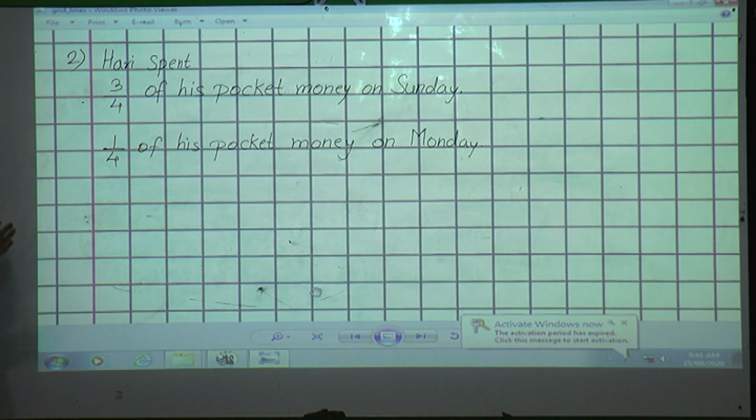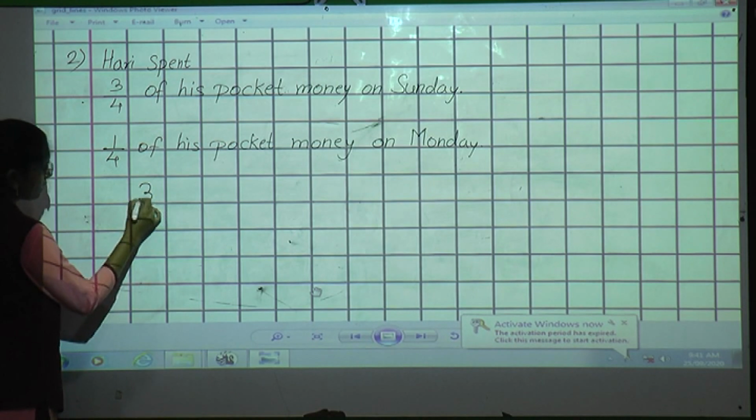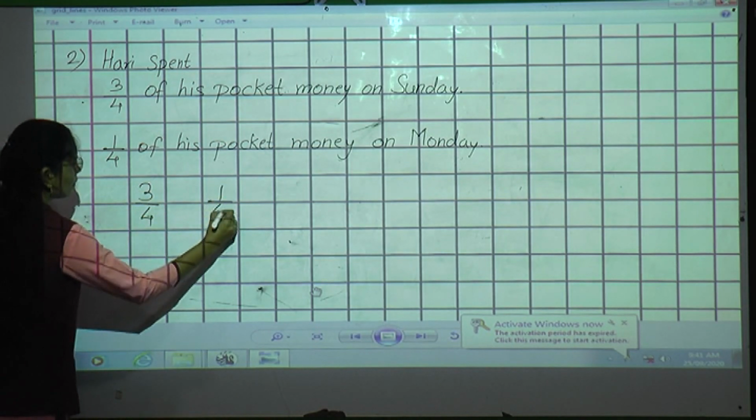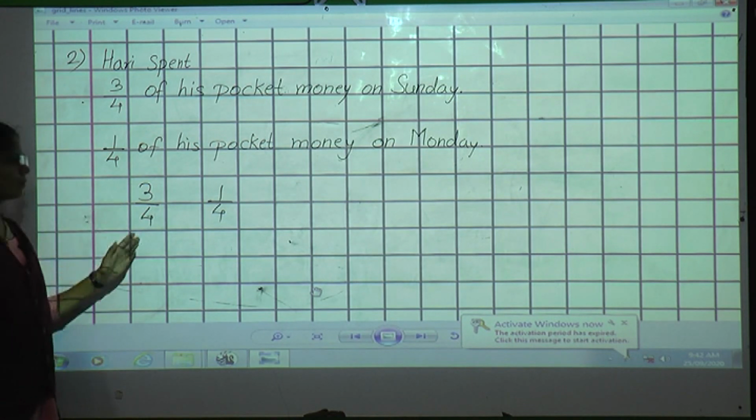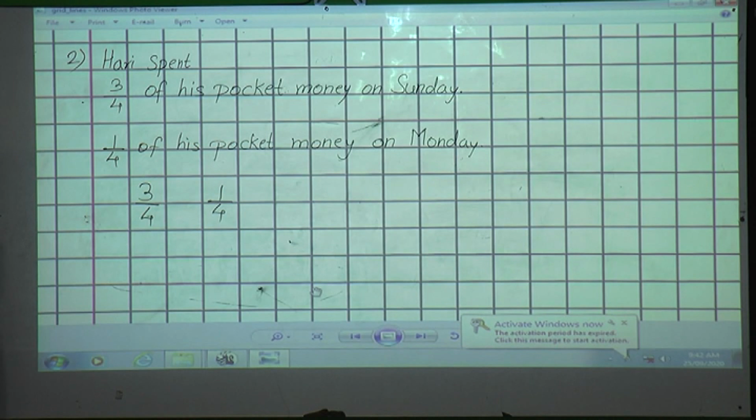On which day did he spend more money? On Sunday he spent 3 by 4 and on Monday he spent 1 by 4. So let us do this comparison, 3 by 4 and 1 by 4. Now see, the fractions are like fractions, because the denominators are same. In these two fractions, which one is greater? We have to do the comparison between the numerators only. Now here 3 is there, here 1 is there. Who is greater? Yes, 3 is greater than 1. So 3 by 4 is greater than 1 by 4.